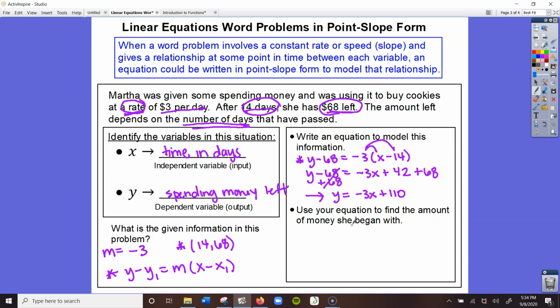Now that we have the equation, we're going to use the equation to find the amount of money she began with. Keep in mind that your y-intercept, which is b, is also your starting point. In the context of this problem, that means that is how much money she started with. So we don't even have to plug anything in, we just look at the equation. Our b is 110. That must mean that she started with $110.